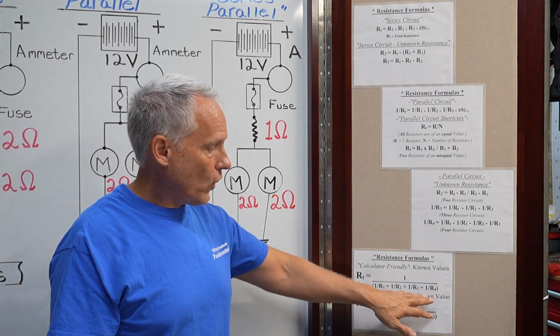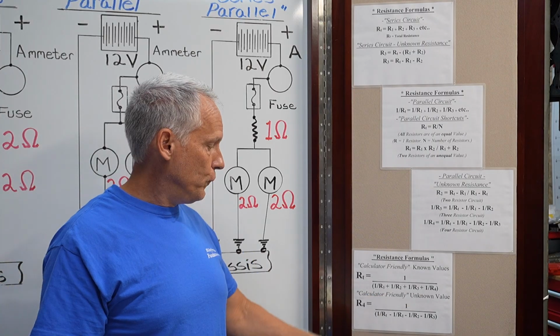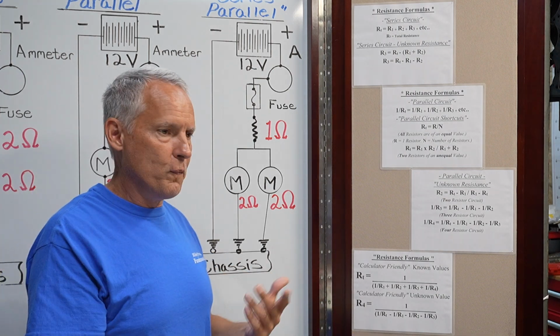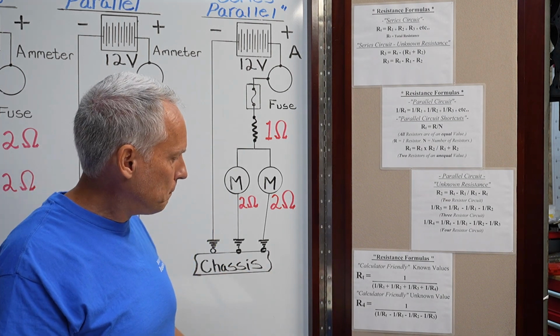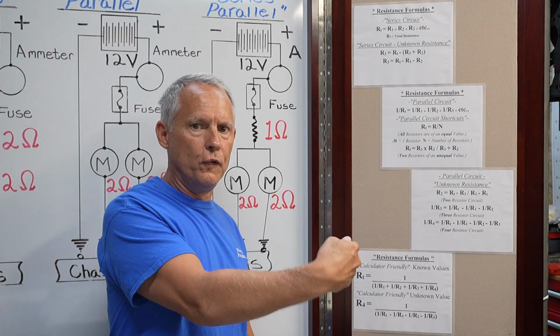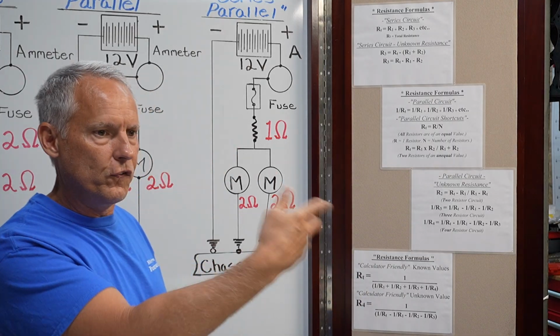Same thing if you don't know the value. You have an unknown value, but you do know the total resistance. Let's say we don't know the resistance of number 4, whether it be a resistor or the load, whatever it might be. But we do know the total resistance, and we know the other 3 resistances of the other 3 resistors or loads in the circuit, okay?